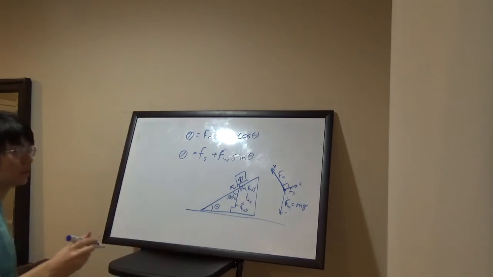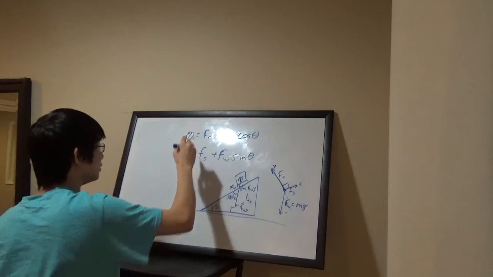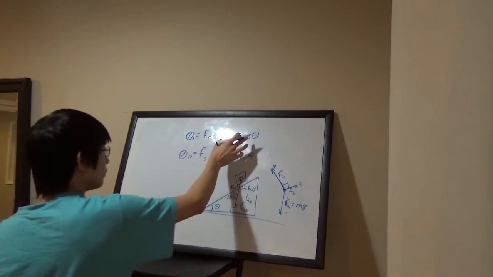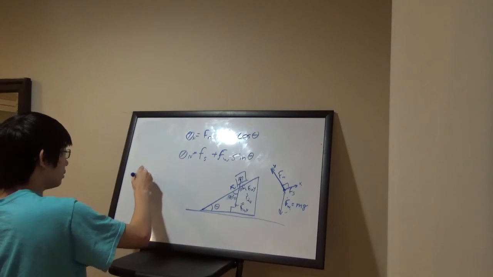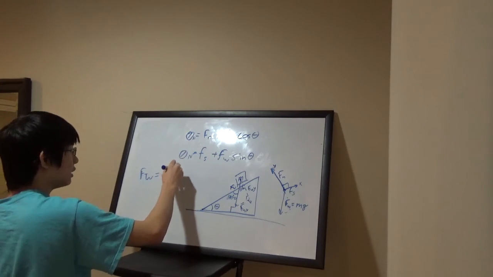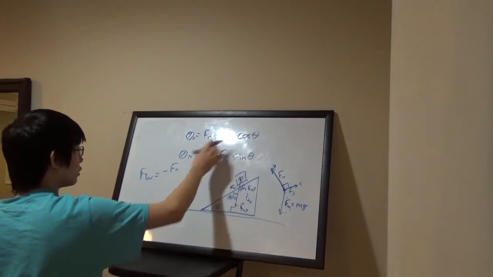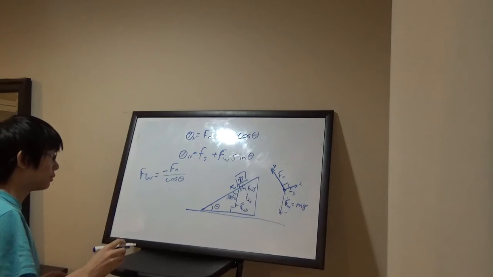I should write newtons. It's good practice to write newtons. Okay, here are newtons. Alright, well, now let's find what Fw is in relationship to Fn. Fw is equal to, let's move Fn to this side, negative Fn, and we divide both sides by cosine theta, over cosine theta. Alright, that's pretty cool.